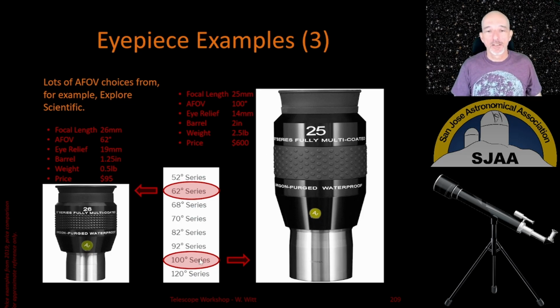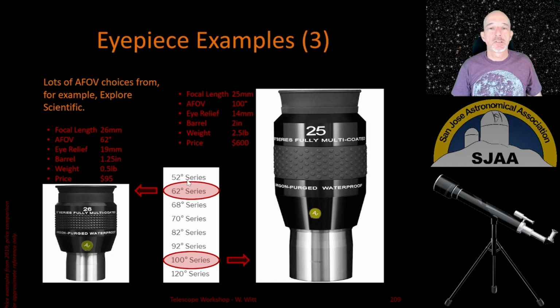Then over here, this is the 100 degree series example. Again, about the same focal length, 25 versus 26, almost the same. But apparent field of view 100 degrees. So you get that immersive experience. The eye relief is actually shrunk a little bit. It does require a larger barrel, so you have to make sure that your telescope can accommodate this if you want to buy this eyepiece. And also it's much heavier and much more expensive.